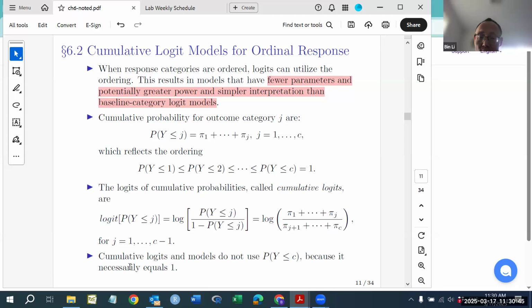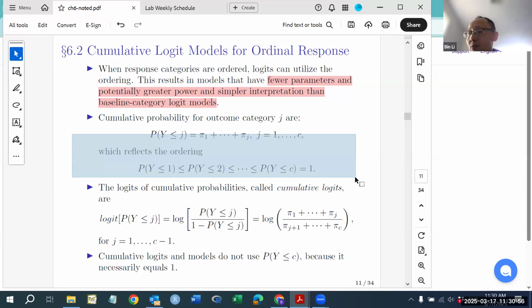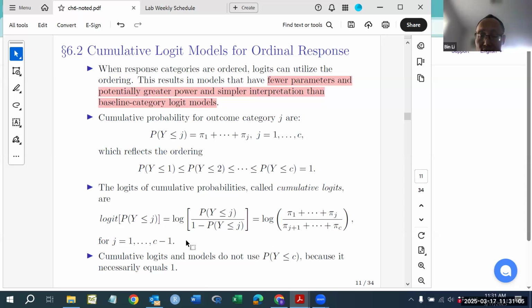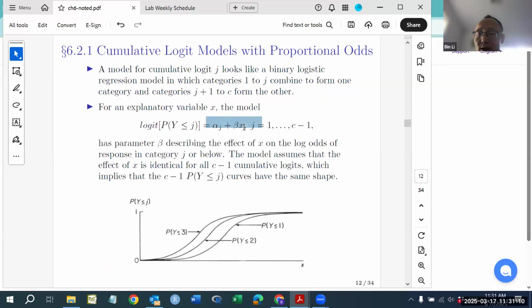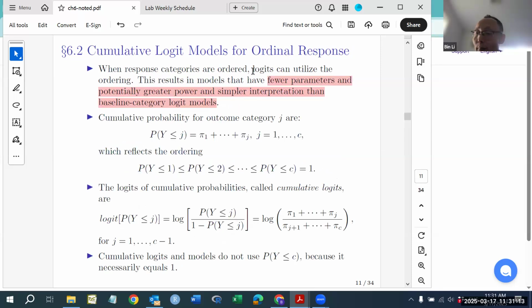But this is the cumulative logit model. And why do we need to use it? Because this model takes advantage of the ordering information in the response. Now we can put the orders, right? And also, how many parameters do we have in this model? You will see that in a minute. Here the parameters are fewer. Compared to the baseline category logit models, this model uses fewer parameters. That means the model is simpler.